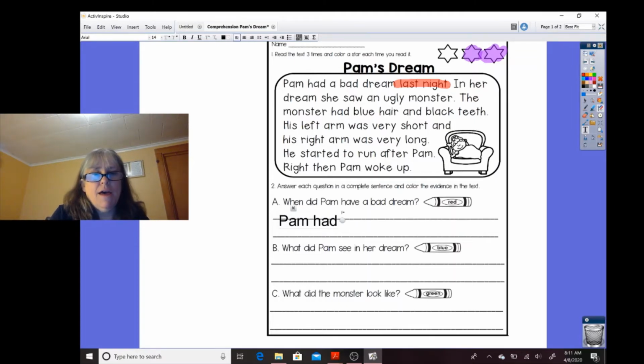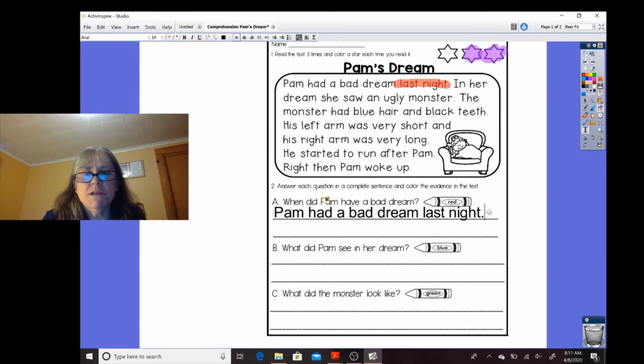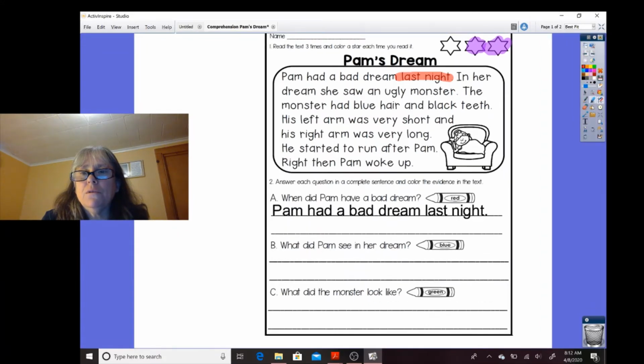Pam had a bad dream last night. And I have a period at the end. Uppercase at the beginning, period at the end, or some kind of punctuation. This is a telling sentence, so punctuation. There. All right, and I have my subject, Pam. And when did she have the bad dream? Last night. Does that answer our question? It does. Ooh, I lost my highlighting of that. Let me fix that quickly. Let me just highlight my when again. I don't know what happened there.